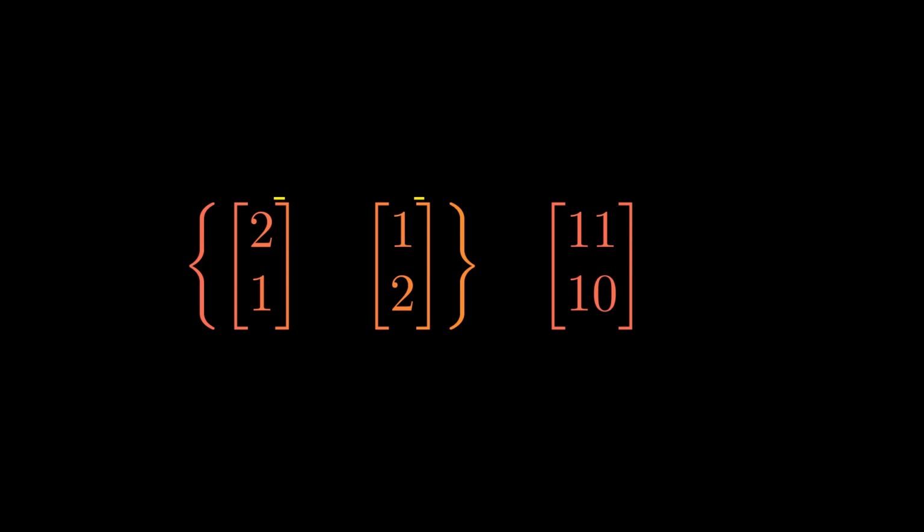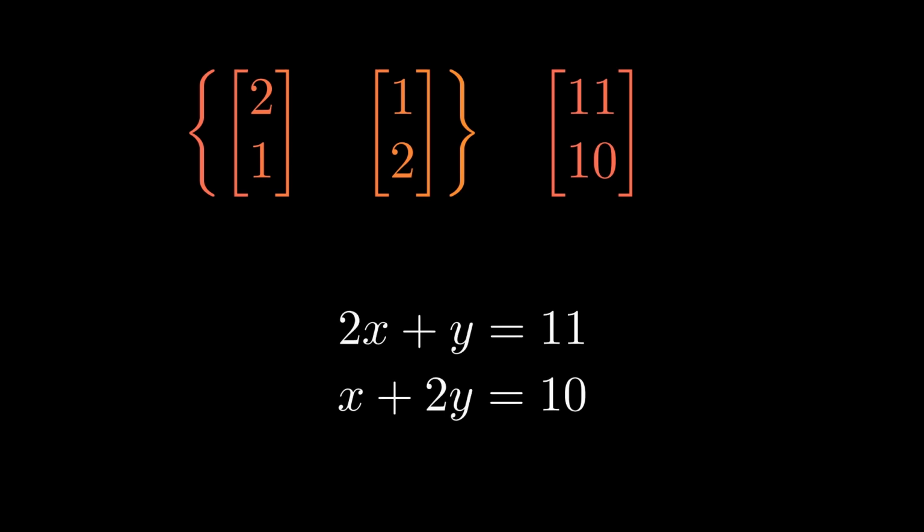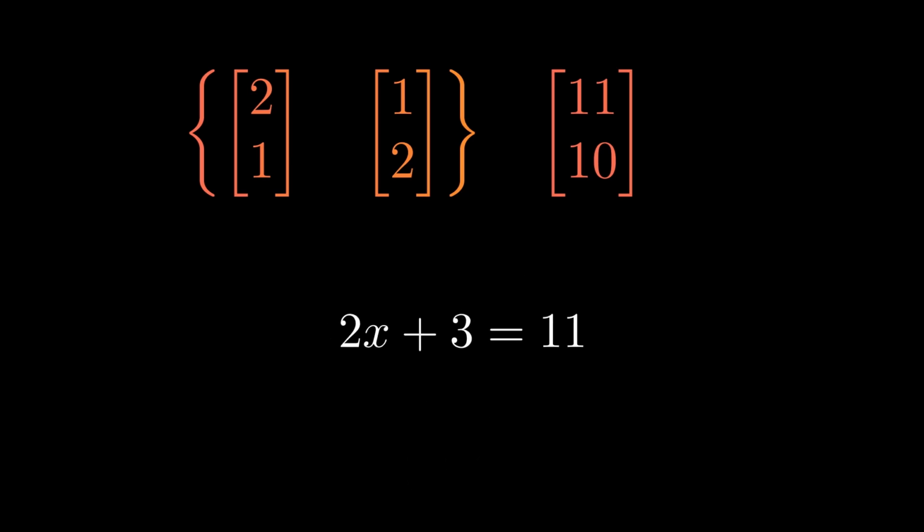This means we need these two components to add up to 11 and these two to 10. We can write these two linear equations as follows. To solve them, we'll multiply the second equation by 2 and get 2x plus 4y is 20. On subtracting the two equations, now we have negative 3y equals negative 9, which gives y is 3. We can substitute this y in equation 1 and get 2x equals 8, which means x is 4.